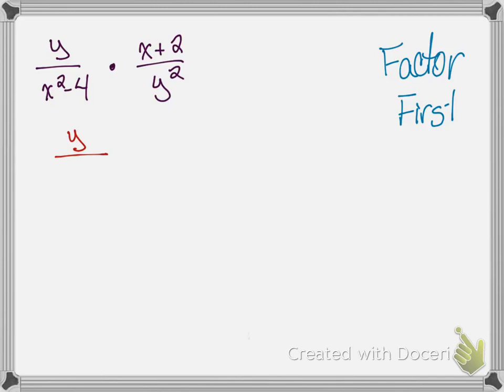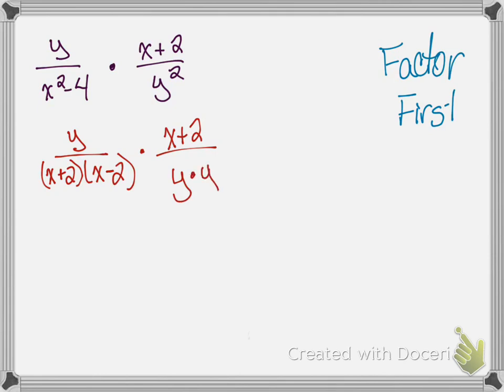What is x squared minus 4? Excellent. x plus 2, x minus 2. That's a difference of perfect squares. x plus 2 times x minus 2. Then x plus 2 does not factor anymore. I can write y squared as y times y.